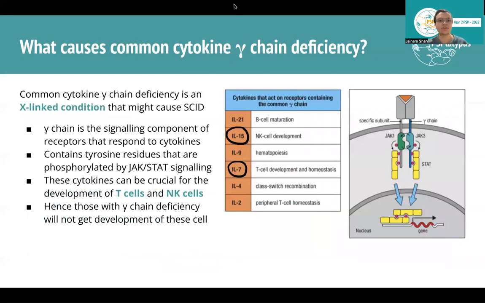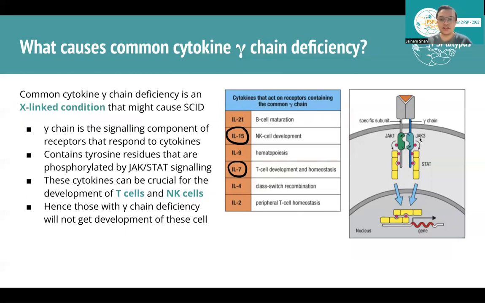With common cytokine gamma chain deficiency, it's X-linked and it can lead to SCID. So the gamma chain is the signaling component of the receptors that responds to a lot of these cytokines that a lot of these cells use. So you can see that in the diagram here. You've got the gamma chain. It's attached to a lot of different proteins. And essentially, it's attached to a system known as the JAK-STAT signaling system. So it's tyrosine residues that are phosphorylated by the system.